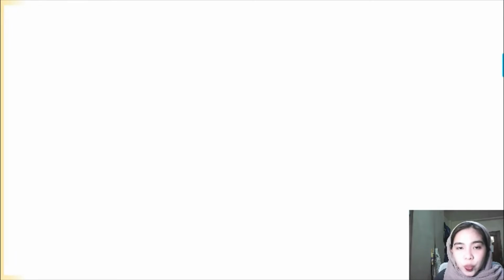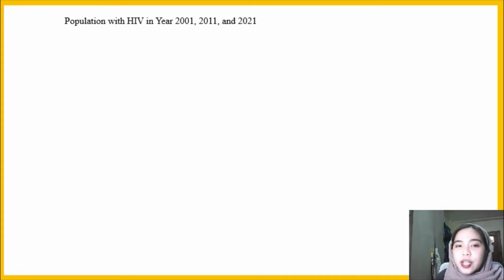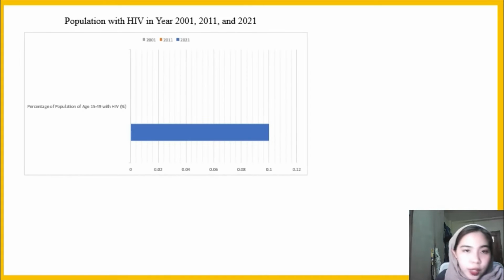So the next one is the population with HIV in the years 2001, 2011, and 2021 again. The percentage of the population aged 15 to 49 with HIV. So mataas lang siya in 2021. There were no records in 2001 and 2011 kasi I think they were busy with the war, and they don't have enough facilities in hospitals to check if they have HIV or not. And they're so busy with the war. So in 2021, yun siya, they have a super high rate of HIV.